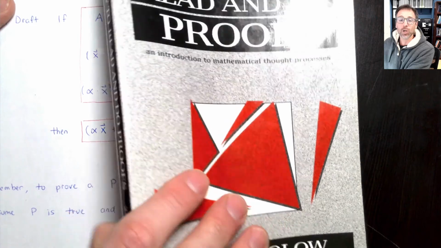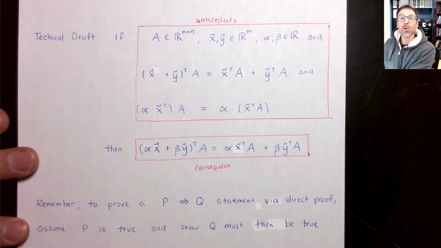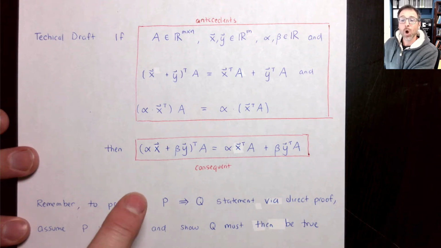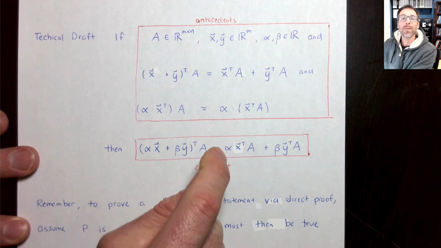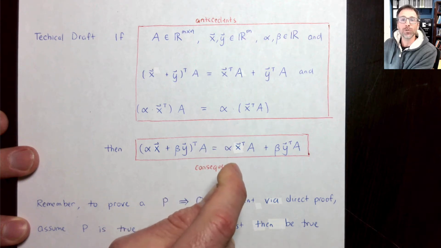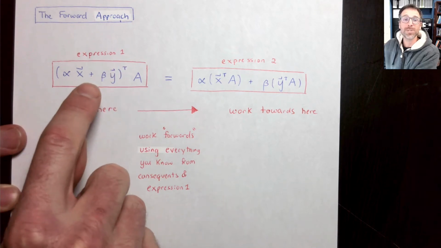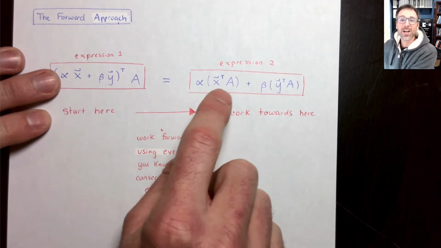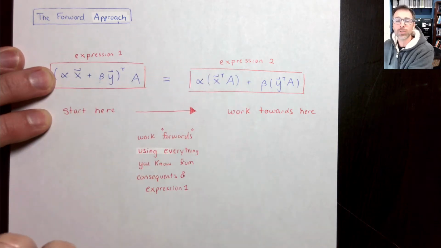It's by Daniel Solow. Remember, when we try to prove a P implies Q statement using a direct proof mechanism, we assume the antecedent P is true and then show that the consequent must also be true from that. For this discussion, let's use the forward approach to establishing the consequent. Specifically, we'll break the consequent into two different pieces. So we have expression 1 and we want to show that it's equal to expression 2.